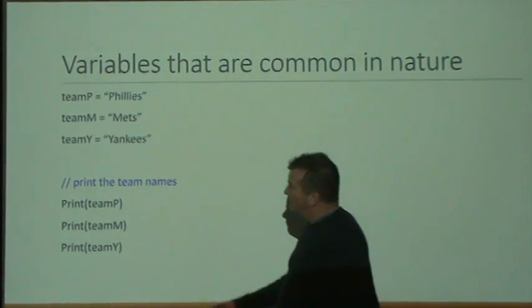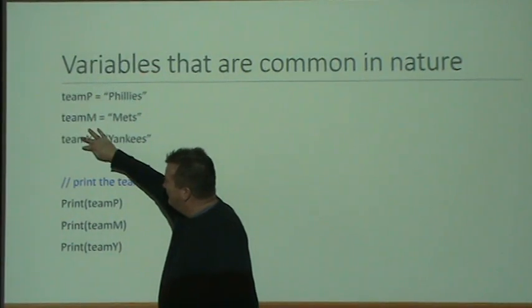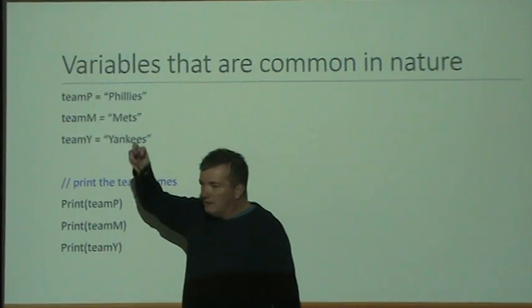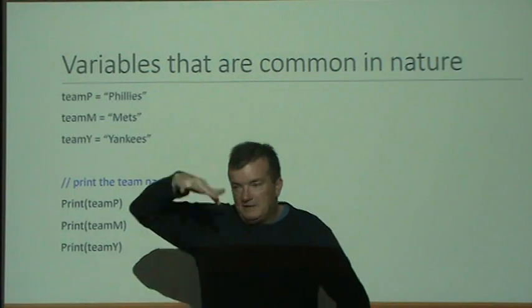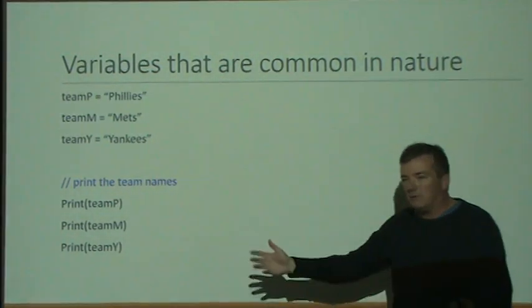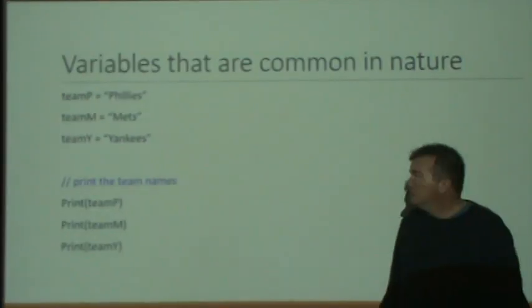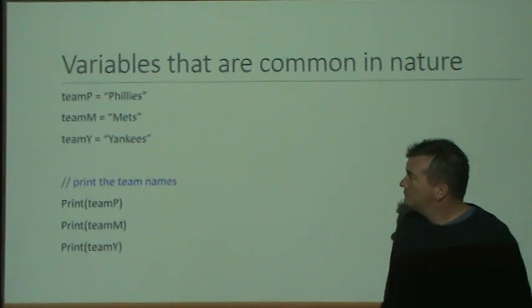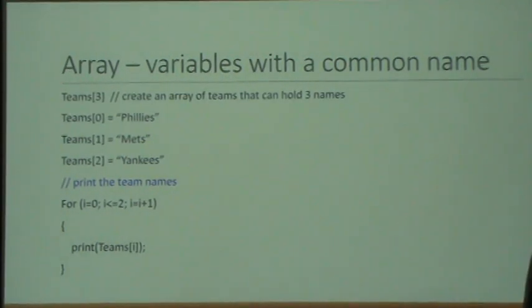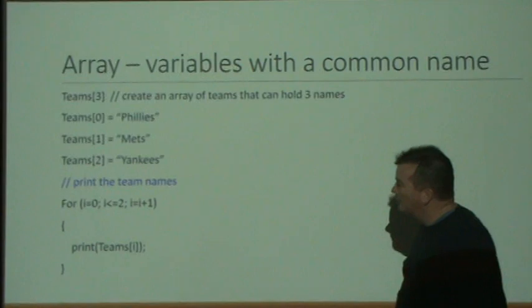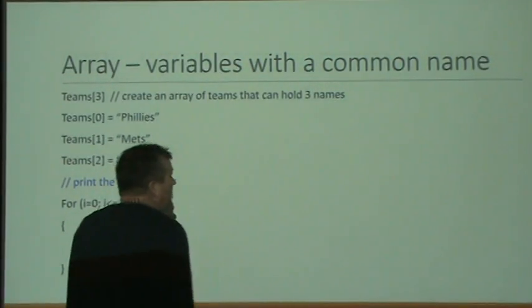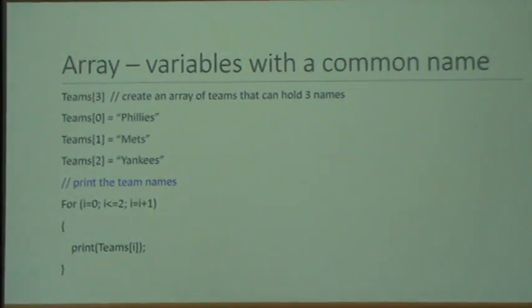So here's when we have three different variables, but they're kind of related. They all contain the name of a team, and the team is grouped in a container, the baseball league, right? So, what is an array? Well, an array is a collection of variables that all have a common name to them.